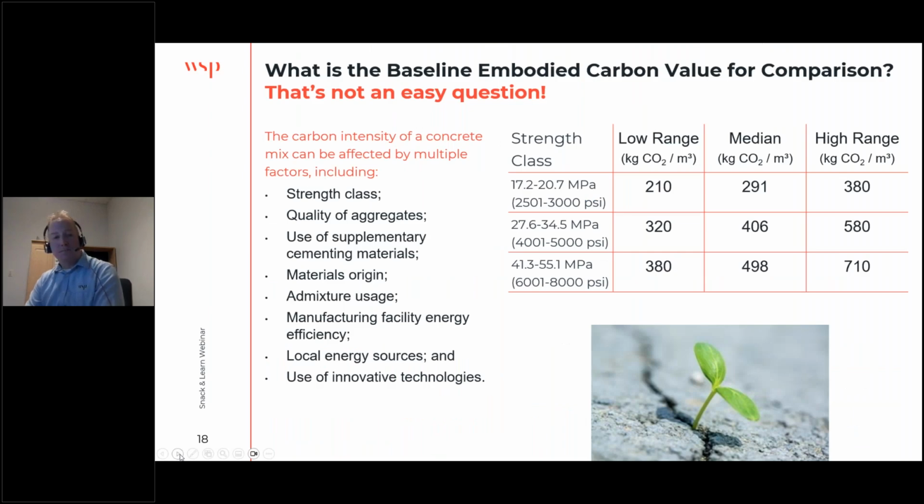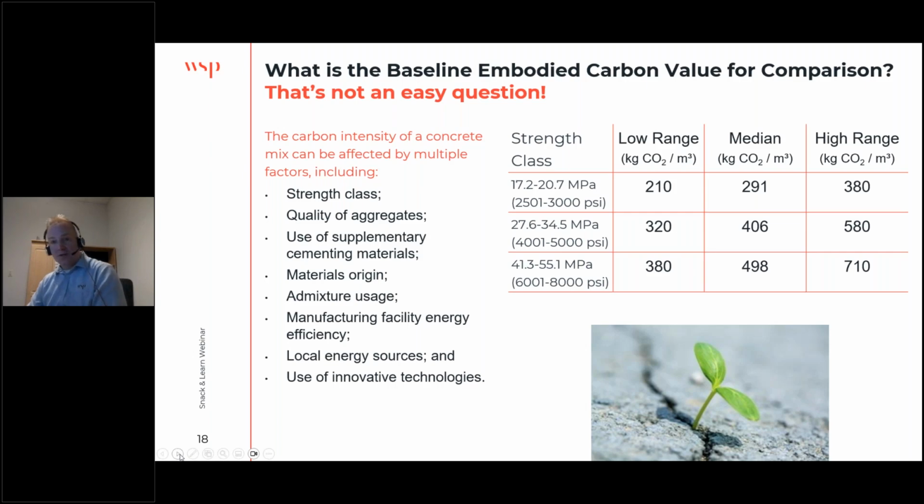But what is the baseline to which we're comparing when we're trying to determine whether we've actually managed to reduce the embodied carbon of the concrete? That's not an easy question because the carbon intensity can be affected by several different factors: strength, the aggregates, the type of cement that's used, where the materials originated, what the local energy sources are at the batch plant and the cement kiln. And there's really quite a wide range depending on the strength class for all the different geographic regions.